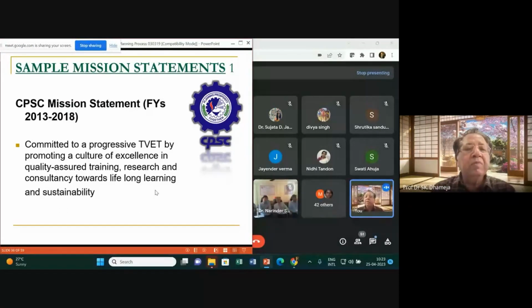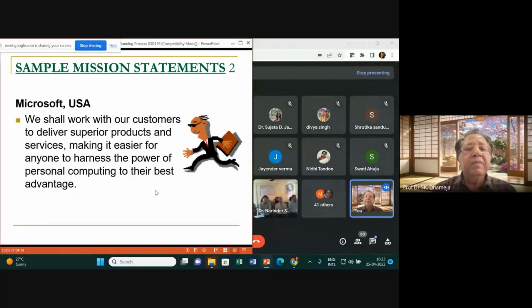So committed to a progressive TVET by promoting a culture of excellence in quality assured training, research, and consultancy towards lifelong learning and sustainability. This is for Microsoft. We shall work with our customers to deliver superior products and services, making it easier for anyone to harness the power of personal computing to their best advantage. So this is the mission statement of Microsoft.